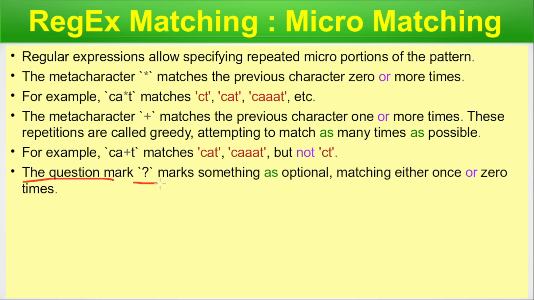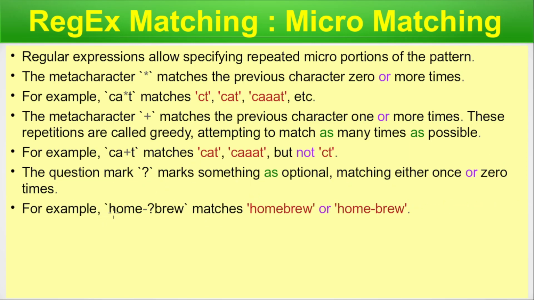The question mark, that means this one matches something as optional, matching either once or 0 times. That means this many times is not possible, but either it is once or 0. That means either this case or this case will be served by the question mark. For example, home-brew matches homebrew or home-dash-brew. That means the dash followed up by question mark. The dash is absent here or present here. So whether it is absent or present, that is dealt with the question mark.